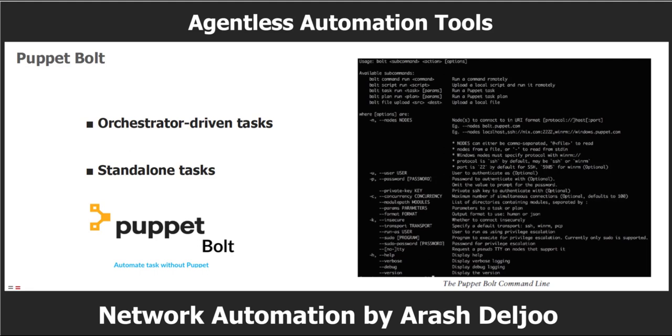After a script is built, you can execute it from the command line against the remote device that needs to be configured using the command bolt script run then the script name. As you can see here, bolt script run script name followed by the list of devices to run the script against, okay?